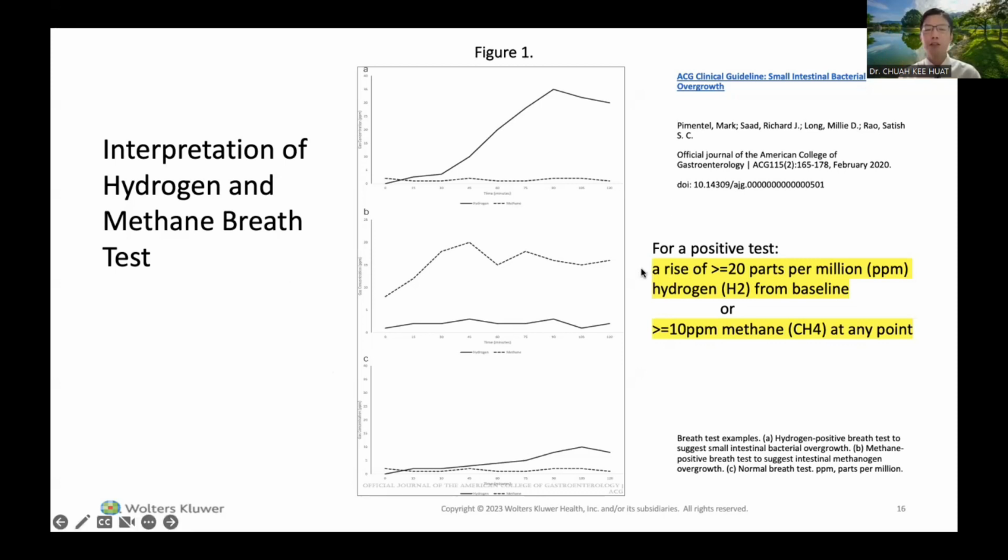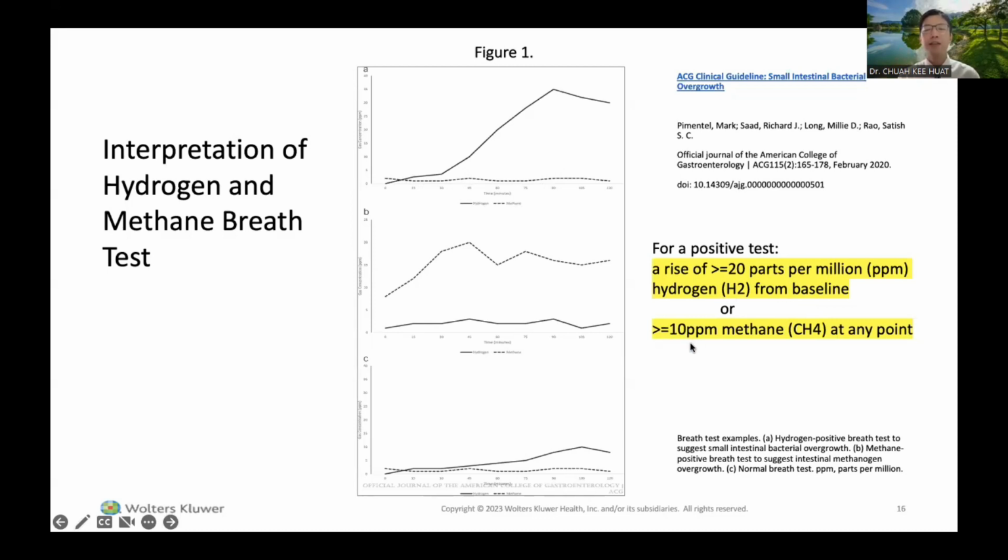For a positive test, there is a rise of more than 20 parts per million, ppm, of hydrogen from baseline. If you look at the first graph, the baseline was very low, close to 0. After 45 minutes, the hydrogen gas rose to more than 10, and subsequently more than 40 by 90 minutes. So an increment of more than 20 is considered a positive test.